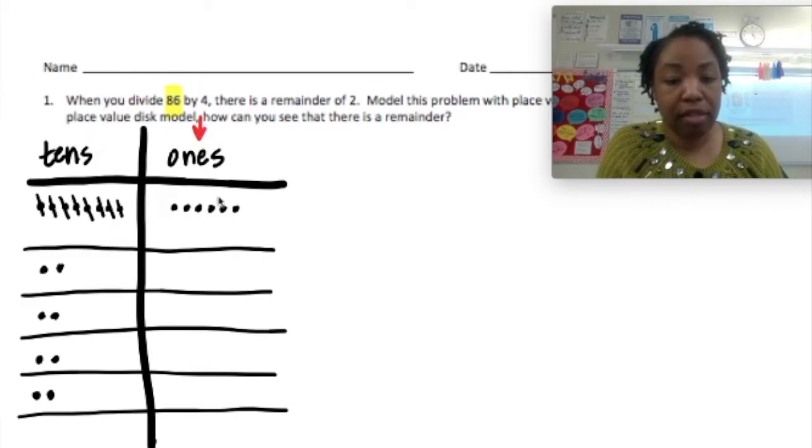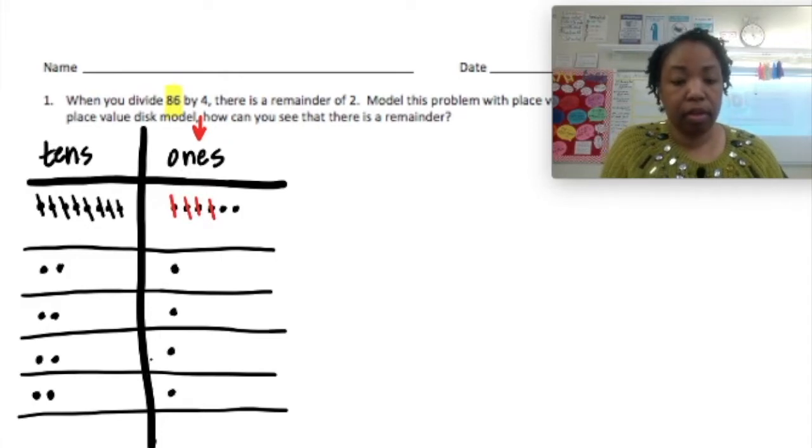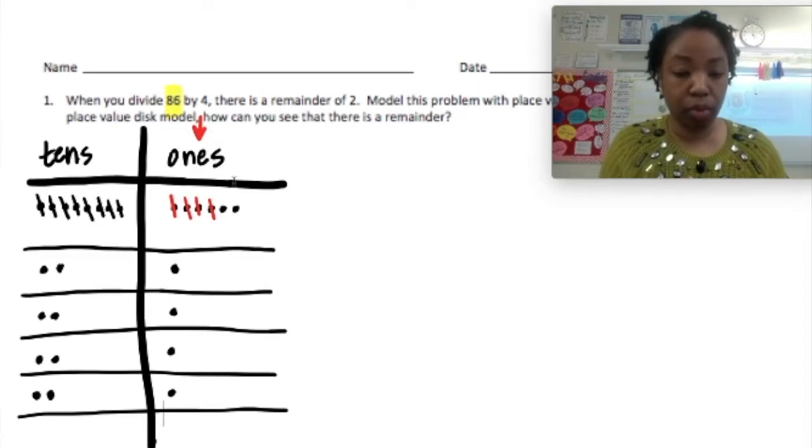I have 6 ones. I'm going to count by 4 and put 1 in every group. So now I see that, and I can't do that again, right? Because I have 2 ones. I would need 4 to make a full group, right? I only have 2. So this 2 is remaining. So I see that there's 1 one in each group.